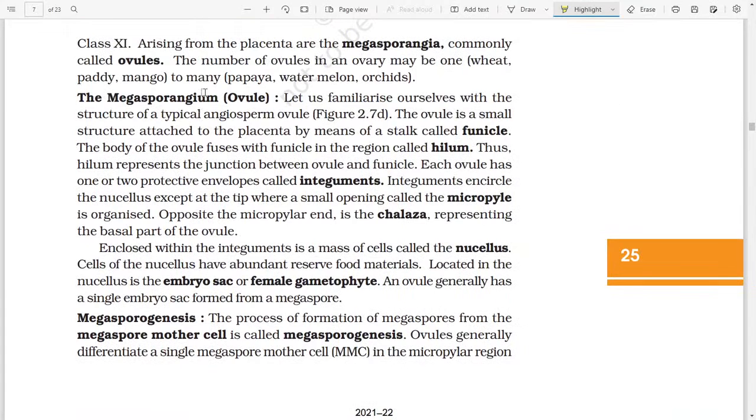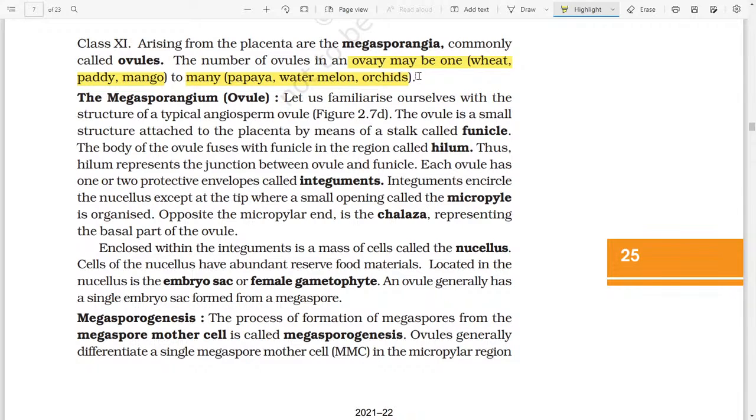Arising from the placenta are the megasporangia, commonly called ovules. The number of ovules in an ovary may be one, as in wheat, paddy, and mango, to many, as in papaya, watermelon, and orchids. The megasporangium is known as the ovule.